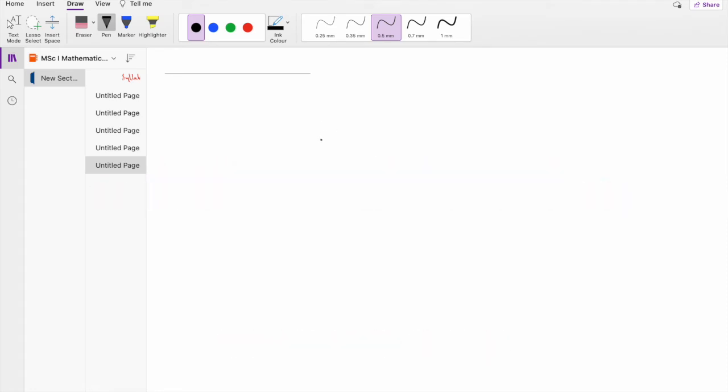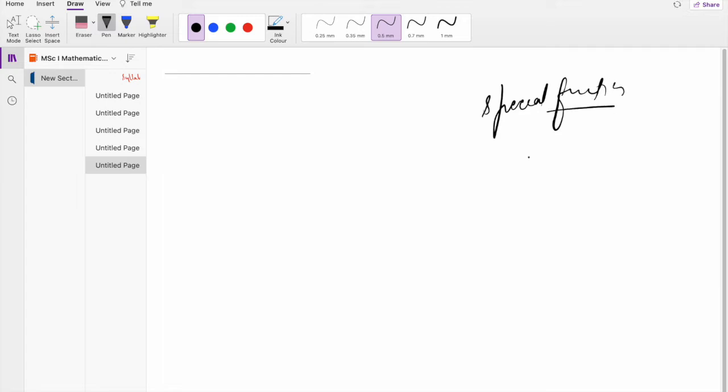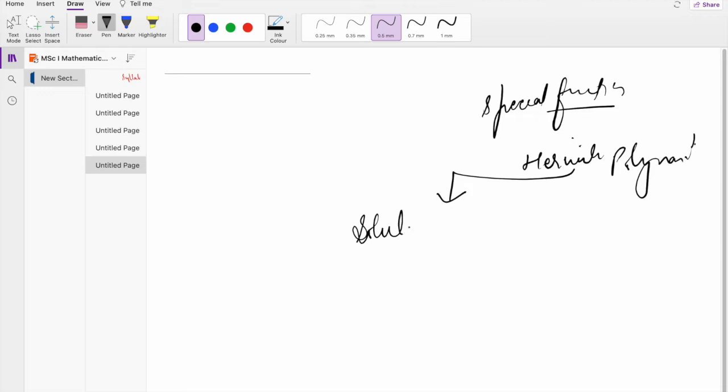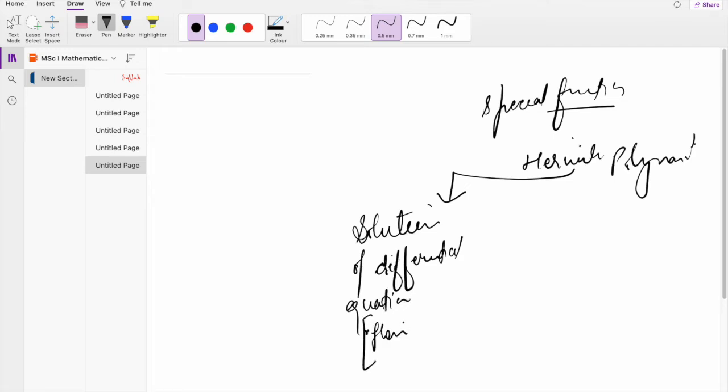In our last lectures, we have studied special functions, in which we studied Hermite polynomial, under which we studied the solution of the differential equation, that is, the Hermite equation.